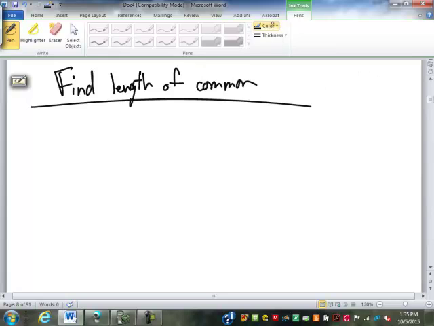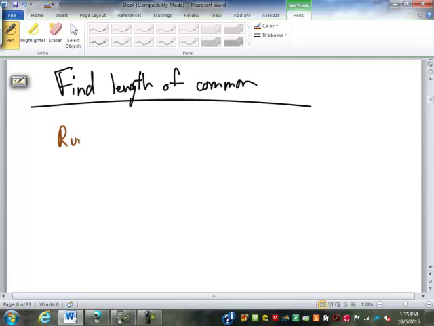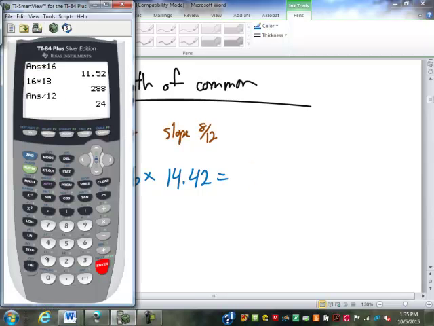You should be pretty good at finding the length of the common rafter given a run of 16 feet and an 8/12 slope. Tell me what I do. 8/12, what's the number for 8/12? 14.42, and you guys can get the decimal. 16 times 14.42 is 230, we're going to divide by 12 to get feet.